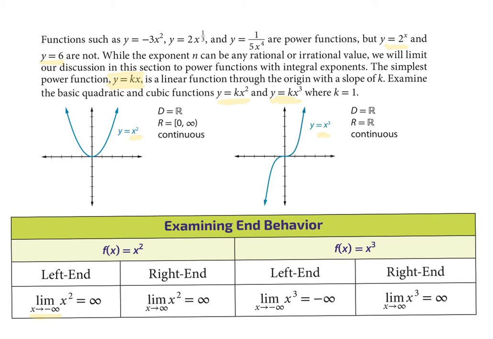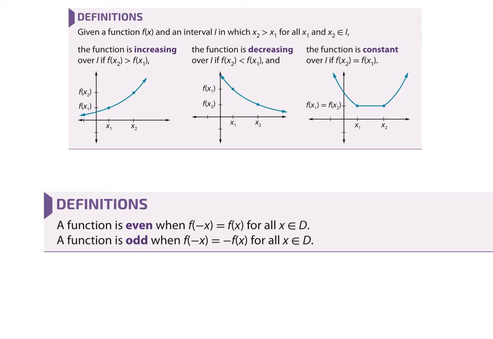Now, they've used these two examples. With x squared, you'll notice that on the left side of the graph, I'm going constantly to positive infinity. The right side of the graph, I'm going constantly to positive infinity. Look what happens with cubed. The left side of the graph, I'm going to negative infinity, but the right side of the graph, I'm going to positive infinity. This one is very intuitive.